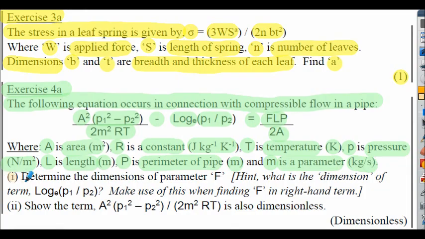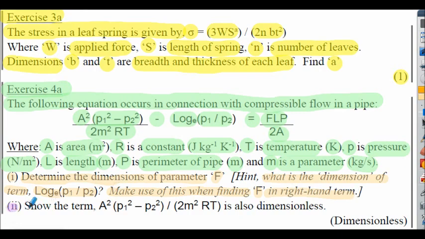In part 1, we're asked to determine the dimensions of the parameter f, and a hint in the question: what is the dimension of the term natural log of P1 divided by P2? Well, obviously pressure P1 and pressure P2 have the same units, same dimensions, so they cancel, so effectively the dimension of the log term will be 1 or dimensionless. So for dimensional homogeneity, all 3 terms must be dimensionless. So we're asked to make use of this fact when finding f in the right hand term.